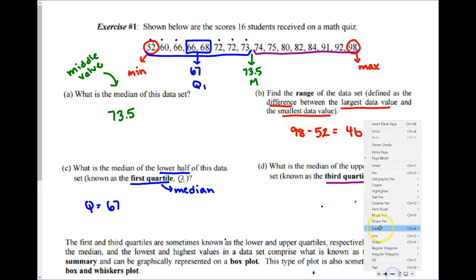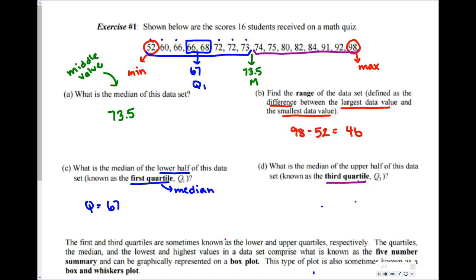Now we're going to do the same thing, but with the purple set of numbers. So I work my way out, and then I work my way in to find those middle numbers, and in this case it's 82 and 84 that are the median of my upper half. Now halfway between 82 and 84 is 83. 83 is right in the middle, and that's the number we want. So that means that my third quartile is 83. So Q3 equals 83.